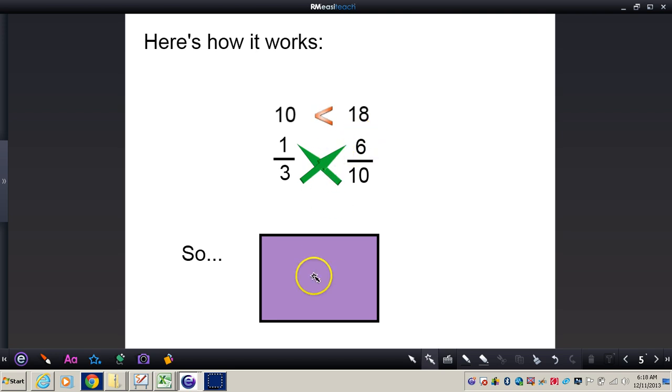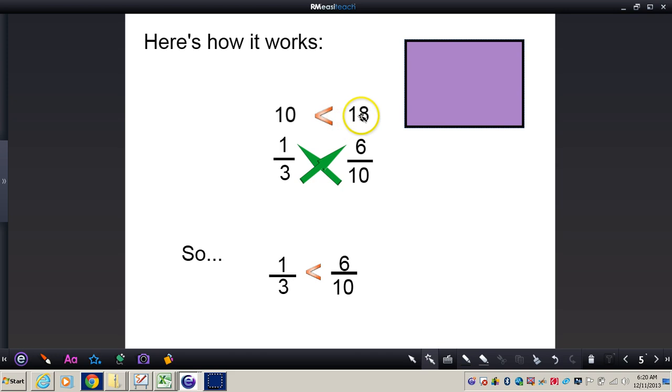And then whichever number is the greater number after you cross multiply will be the greater fraction. So we could see that we had 18, we multiplied 6 times 3, we had 10, we multiplied 1 times 10. Since 18 was greater, that means 6/10 is greater than 1/3.